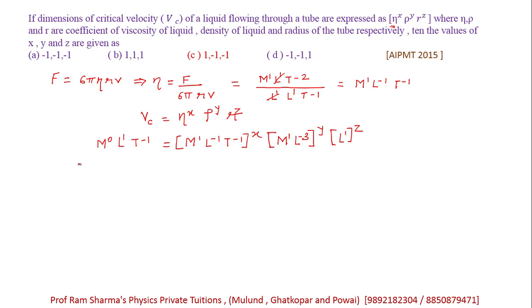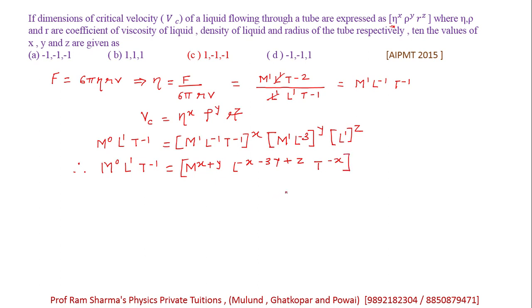So if you further solve, you'll get M0 L1 T minus 1 equal to M to the power x plus y, L to the power minus x minus 3y plus z, and T to the power minus x. Right? I think we have taken into account everything. Okay.